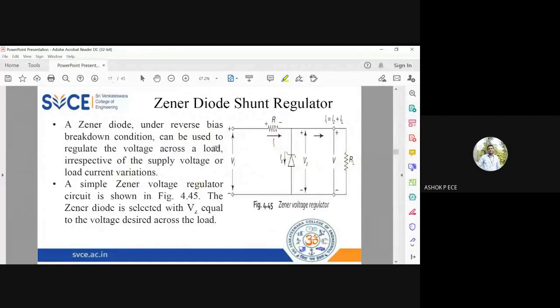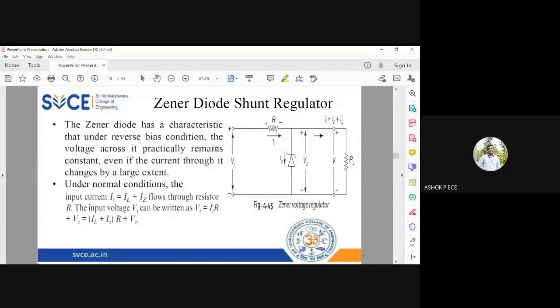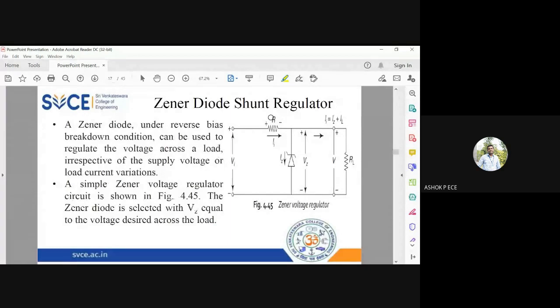And see, that is what is explained here. So a Zener diode can be used as a shunt regulator. Shunt means the Zener diode is considered in parallel. So you have the Zener diode in reverse bias condition. You have the input, and you have the output taken from the load. So a Zener diode under reverse bias can be used for voltage regulation.